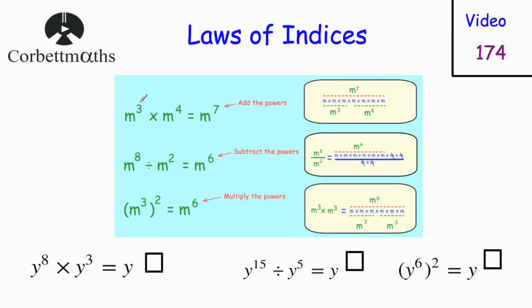So for instance, if we had m to the power of 3 multiplied by m to the power of 4, we just add the powers, so it'd be m to the power of 7. If we had m to the power of 8 divided by m to the power of 2, we take away the powers if we're dividing, so that'd be m to the power of 6.